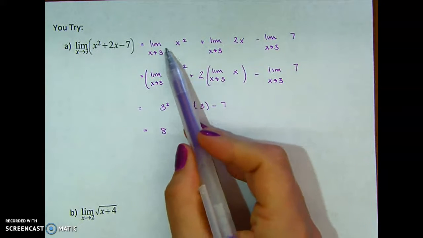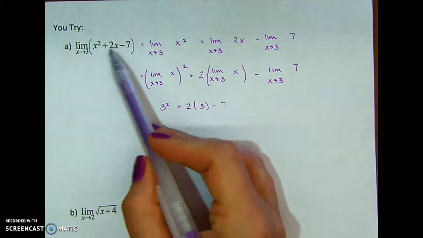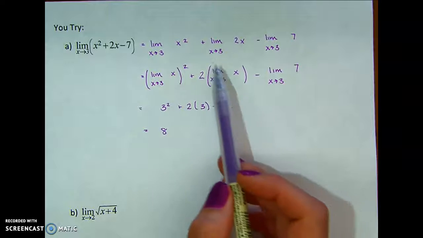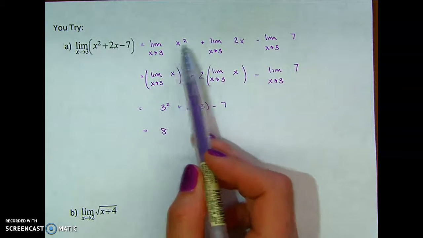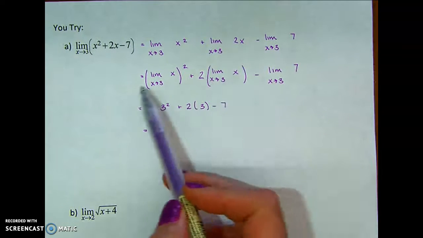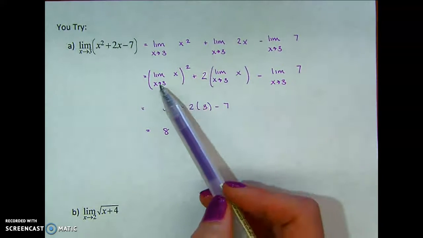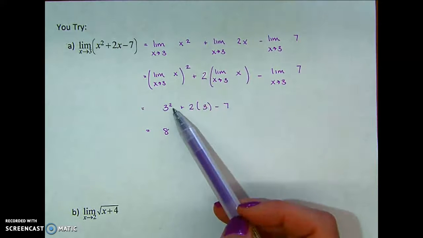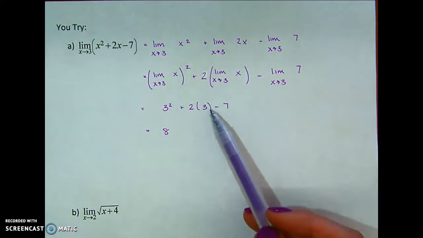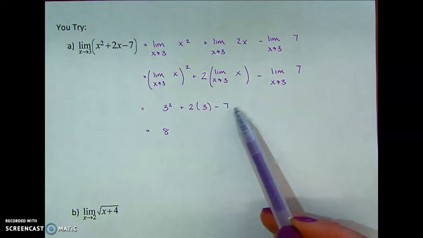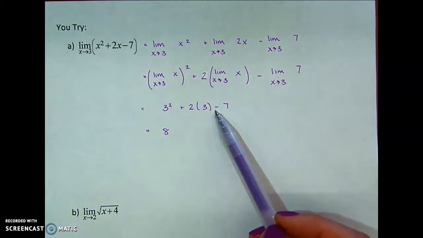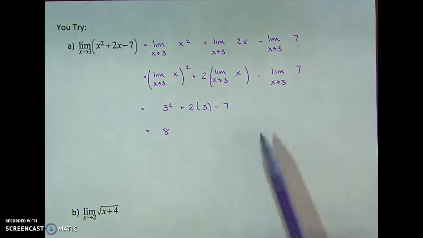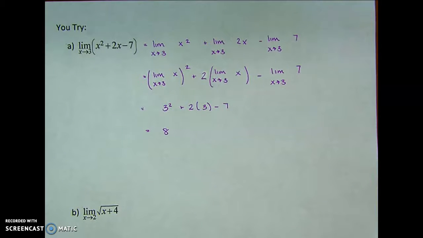So the first thing you should have done is break this all apart. You can combine it and do the sum and difference properties. Then we need to do the power property and the scalar multiple property. And then we can take the limit. So the limit as x approaches 3 of x is just going to be 3, and then I brought down my exponent. The limit as x approaches 3 of x, again, is going to be 3, so I brought down my 2 in parentheses. And then because this is a constant, it'll be -7. 3 squared is 9, plus 2 times 3 minus 7 will give us 8 as the final answer.